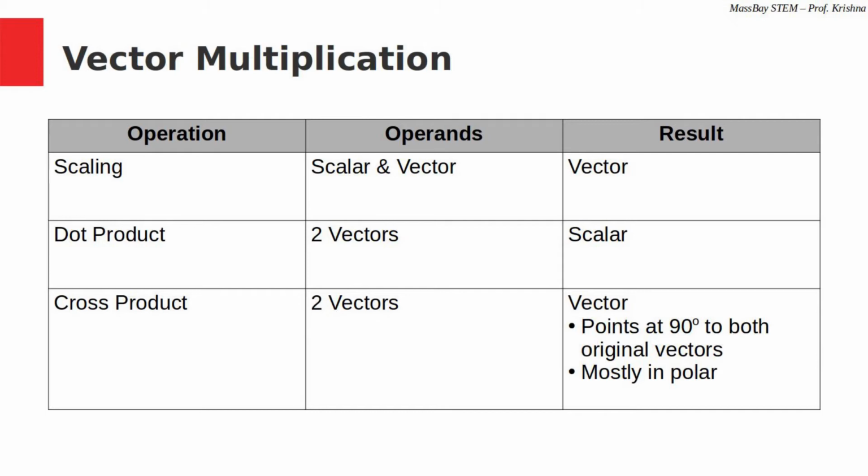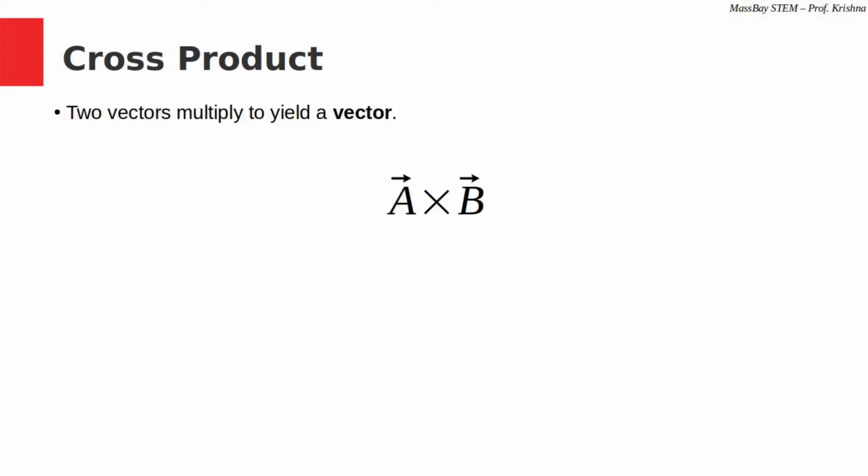We'll only see how to solve cross products in polar. They can be solved in rectangular, but you need linear algebra to do so. The polar method is far simpler. As you probably guessed, the cross product operation is symbolized by a cross. We read this expression as A cross B.